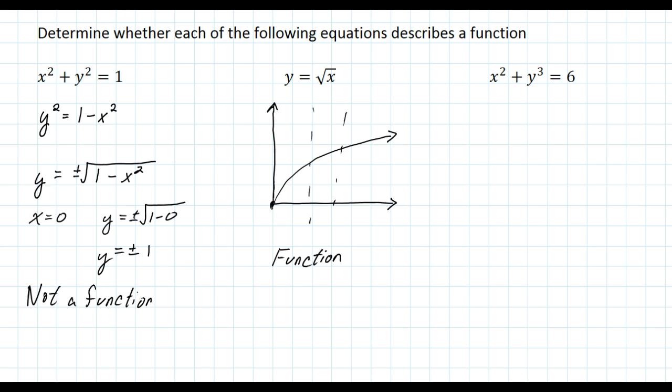Now the third one, this is the other thing we need to be careful about. When we solve for y, we're taking the cube root. We're taking the third root of 6 minus x squared. And we don't need that plus or minus because here we're odd. So this is also a function. And there you go.